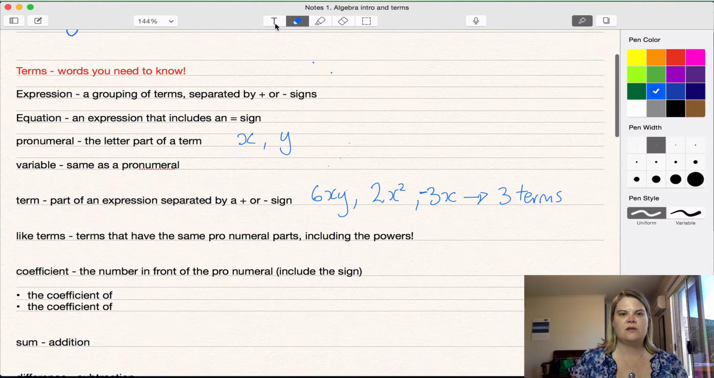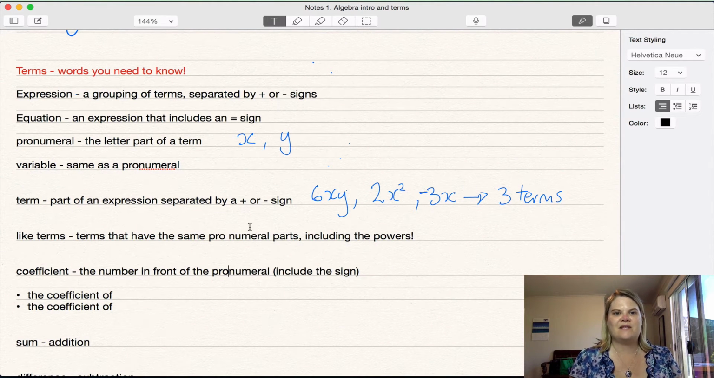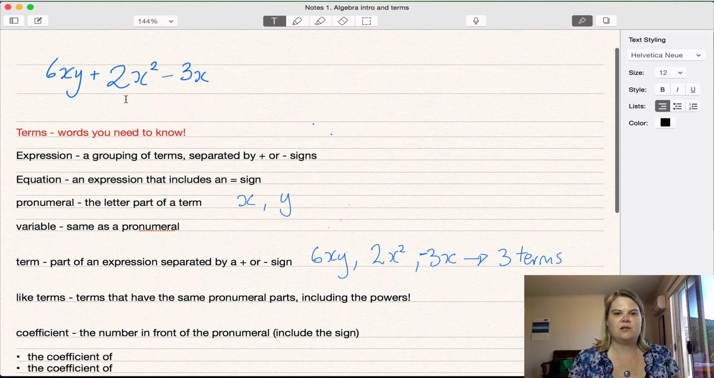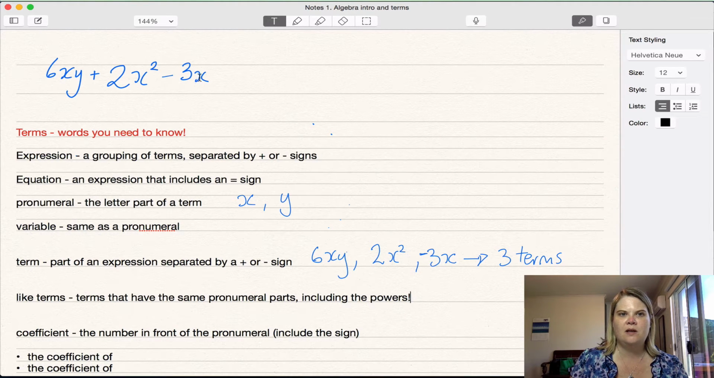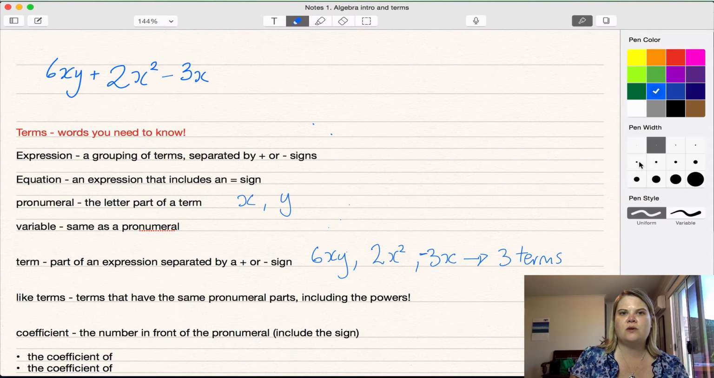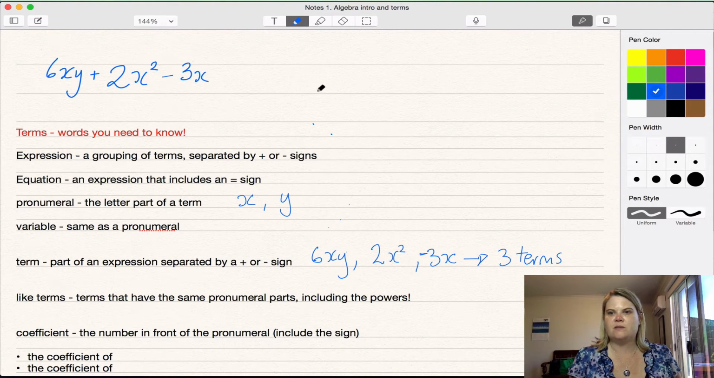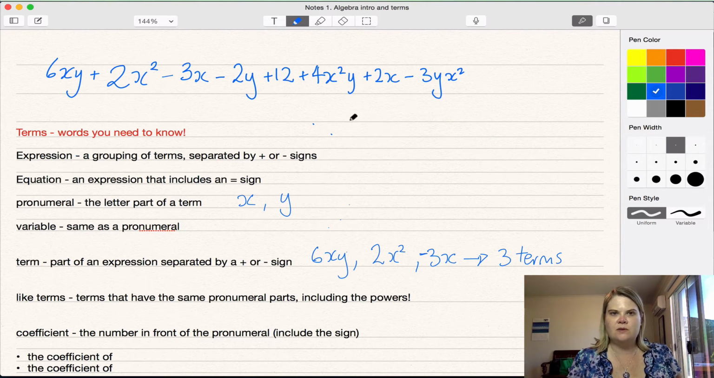Like terms are terms that have the same pronumeral part, and you need to make sure you include the powers as well. So if we look here, this term has an xy pronumeral, this term has an x squared, and this term just has an x by itself. These two are not like terms because this is just an x by itself and this is an xy together. So we would need to change this a little bit so we can find some like terms.